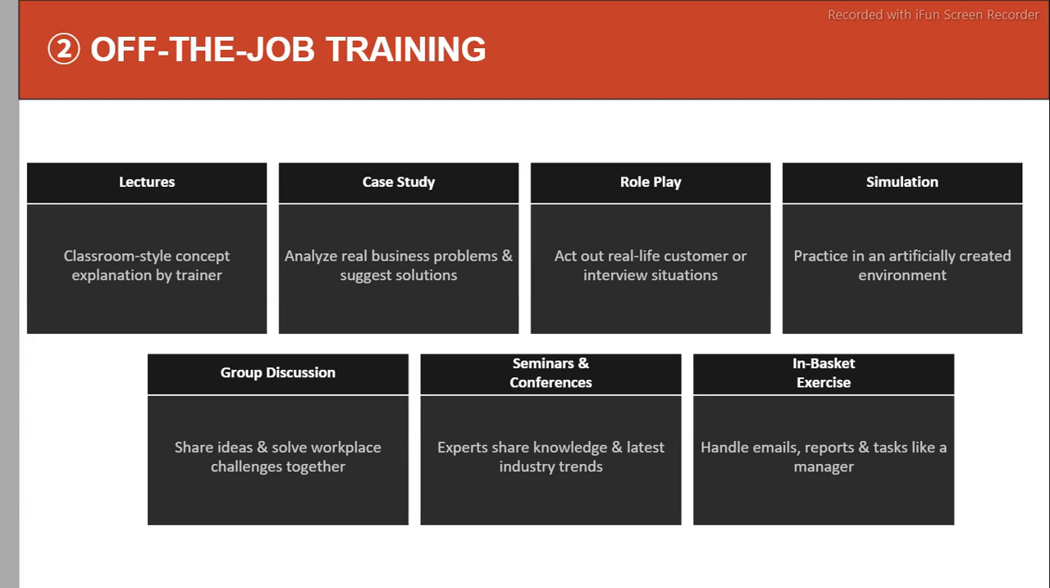Training happens away from the actual workplace. Employees can learn in a separate environment like a classroom or training rooms. For example, lectures. Where do lectures happen? Where we can conduct the lectures. So lectures are in a classroom style, where concepts are explained by a trainer. The trainer explains the concept in a classroom format, like HR explaining the company's policy or concept. So they are basically giving some kind of lecture.